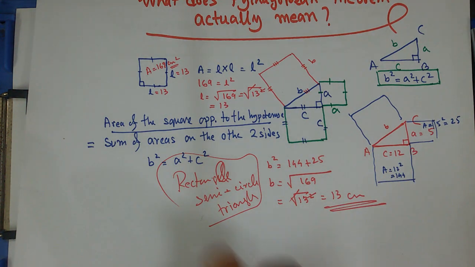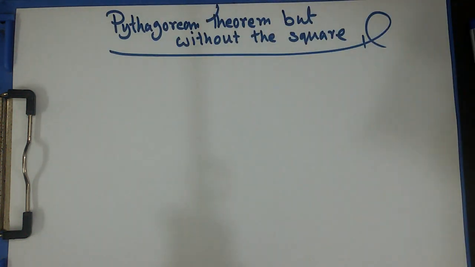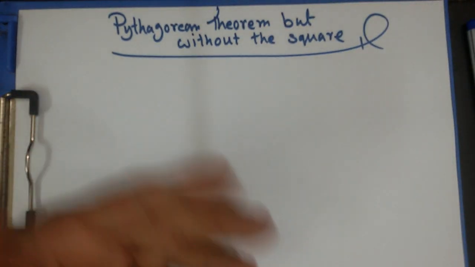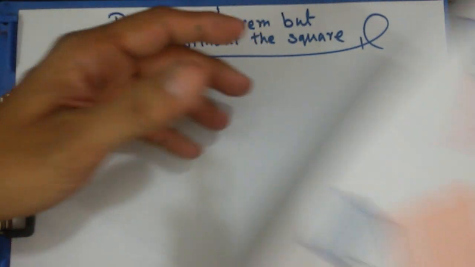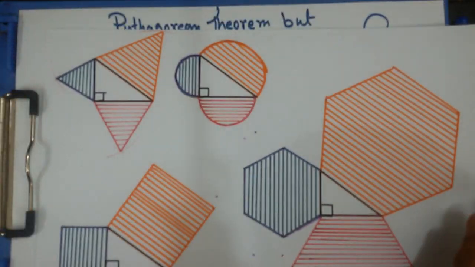Okay, but that time I asked you, what if it's not a square? If we have other areas, how are they going to behave? Are we going to have the same formula, such as hypotenuse squared equals the sum of the other two sides squared? I have drawn some shapes for you.